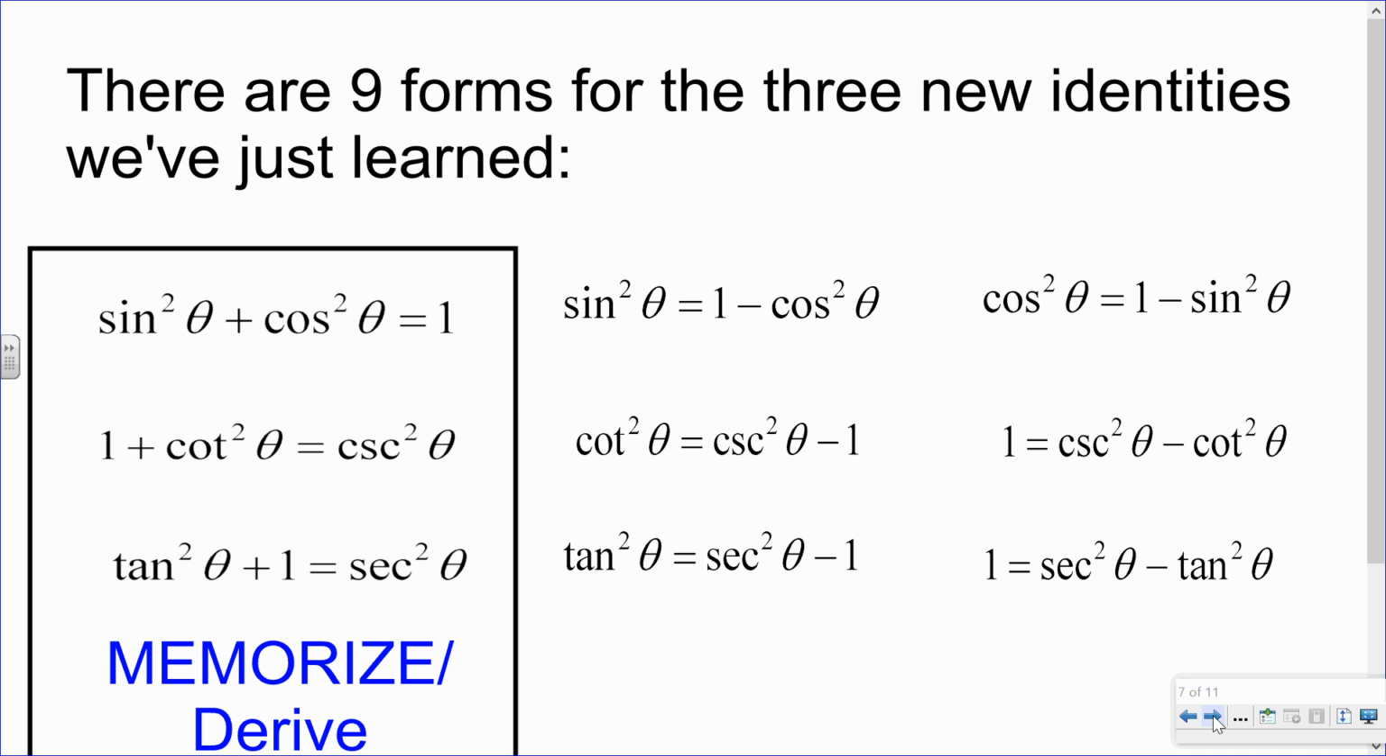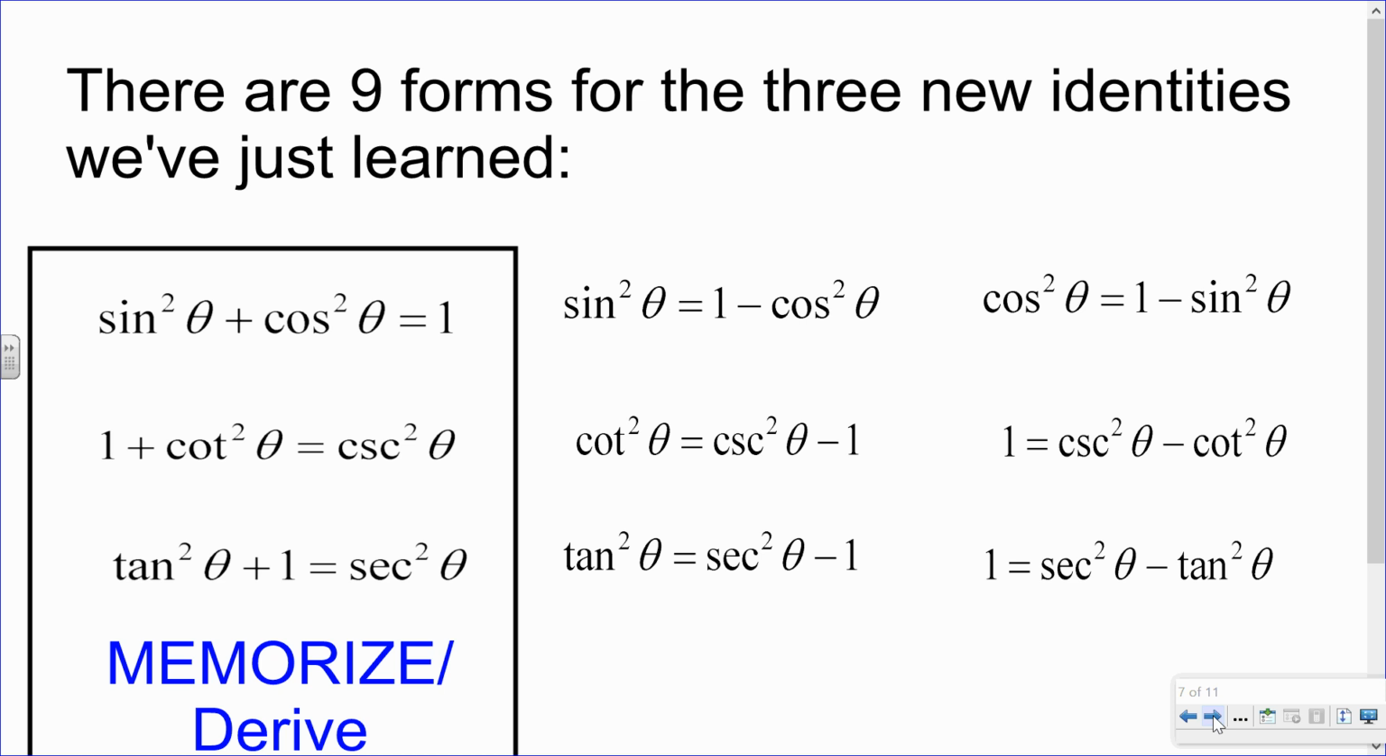So here are your 9 identities. You don't need to write them down again. You don't need to have all of these in your formulas, just those 3 basic ones. Memorize sine squared plus cosine squared is 1. Know you can divide and get the other 2. Know you can isolate any one of the other things to get these other 6. Questions there? Okay, now we're going to have some new homework type problems.